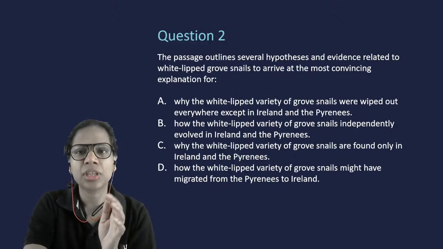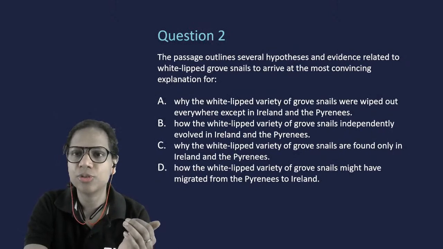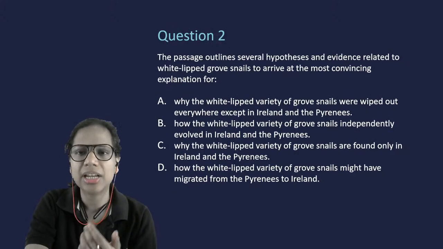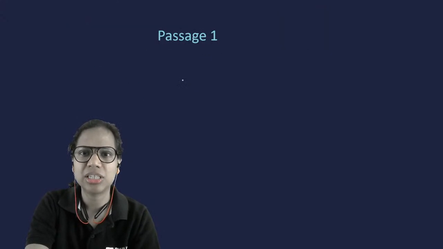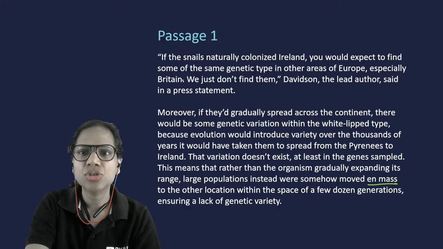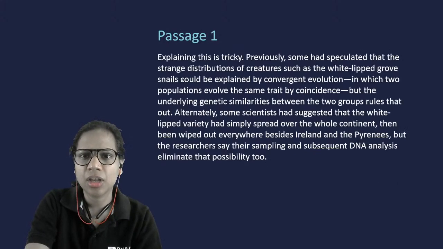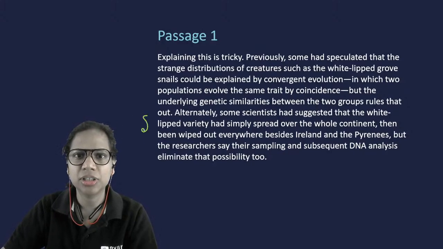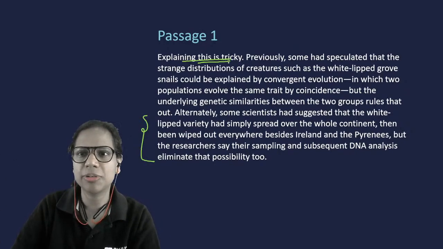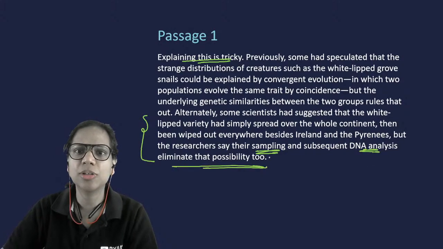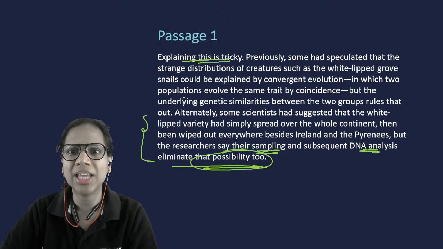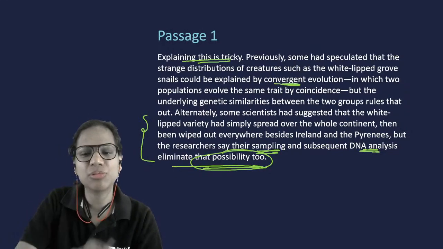See, in case you're confused between two options, in case you're not sure, it always makes sense to go back and check. So when several hypotheses and evidences have been given, see here. The researchers sampled DNA, right? Explaining this is tricky, but then what do they do? They try to do some experiments there. However, researchers went for DNA analysis. That also eliminates this possibility. What is that possibility? That convergent evolution happened. So that means it's not coincidental.